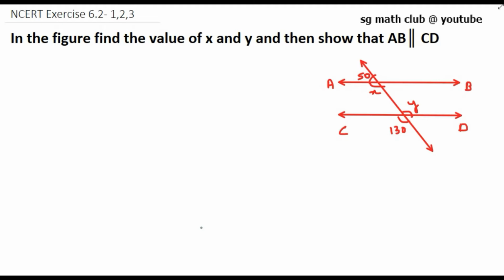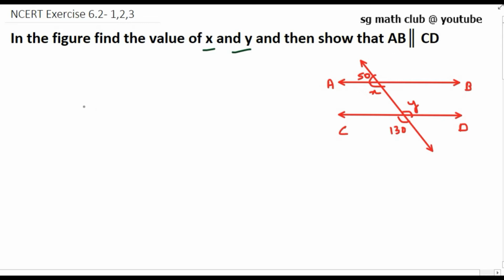We have already seen about transversal, and also when two lines are intersected by a transversal, corresponding angles, alternate angles, co-interior angles, etc. are formed. In today's video, we will do some of the problems based on that. So the first question goes like this. In the figure, find the value of x and y and then show that AB is parallel to CD.